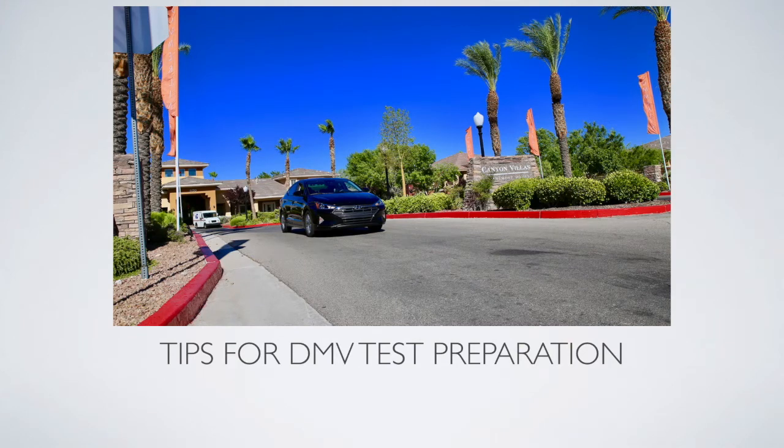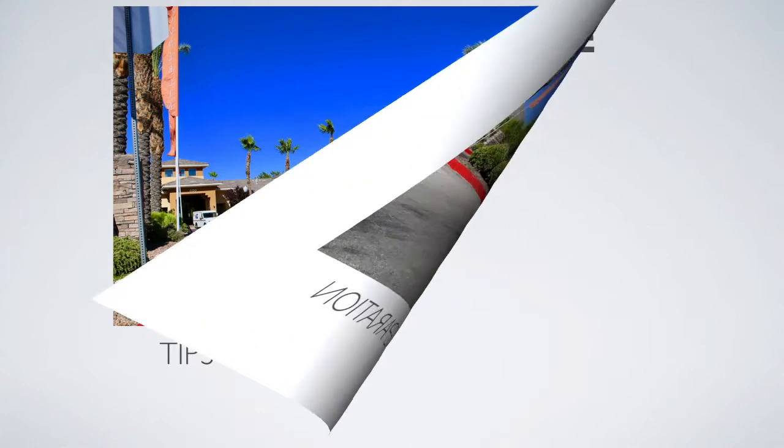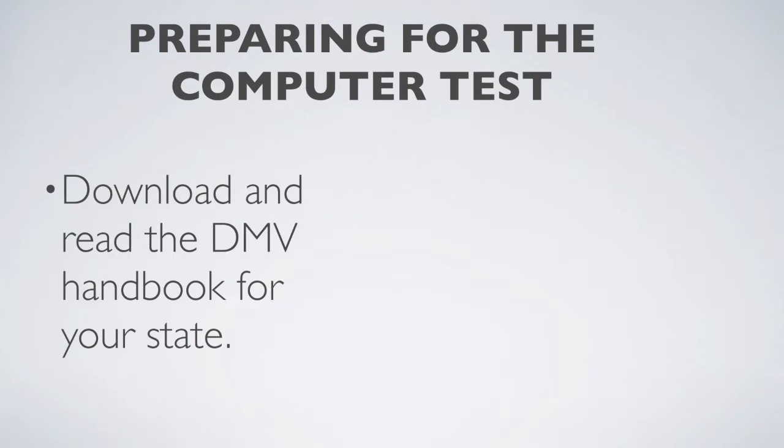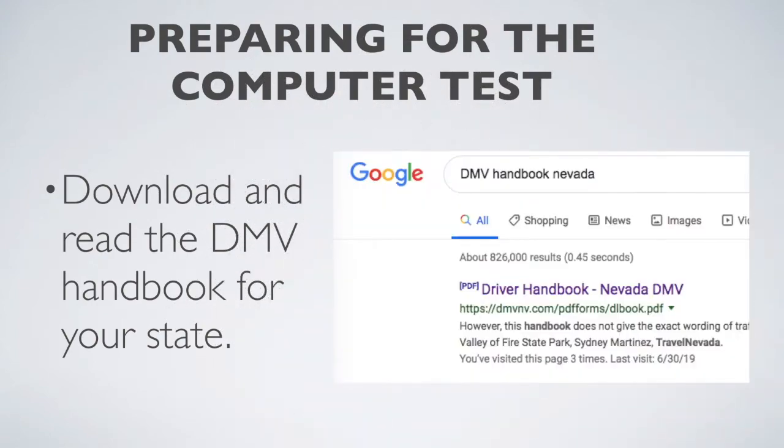Today I'm going to talk about tips for DMV test preparation. Stay with me. So what is the first thing that you need to do as you prepare for the computer test? This is not about the practical test, but the computer test, the written test. The first thing you need to do is download and read the DMV handbook for your particular state, because each state has its own. Mine is Nevada, so I needed to type DMV handbook Nevada. So let's keep on moving.